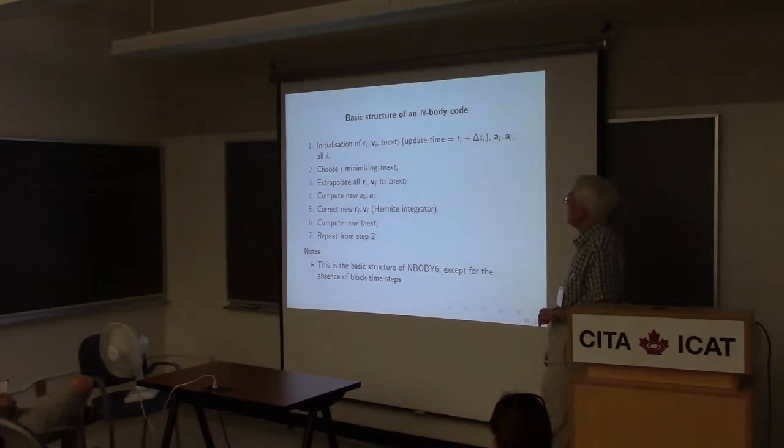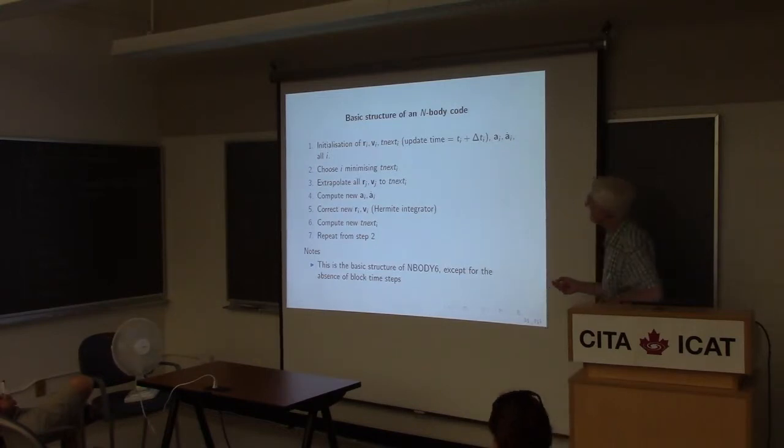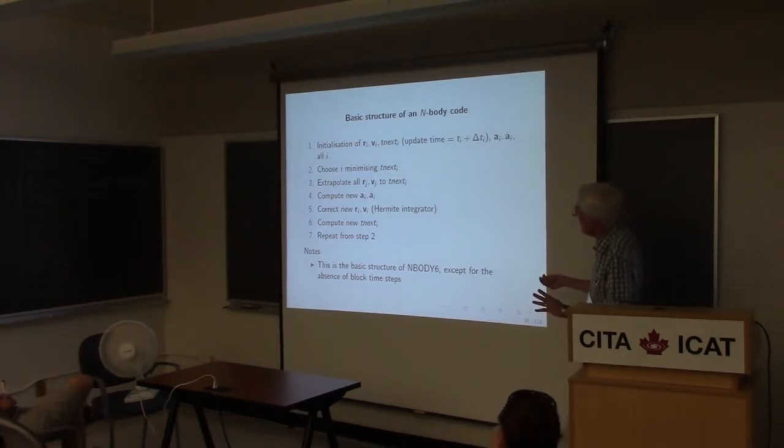So, armed with the idea of the Hermite integrator, and individual time steps, one feature of which I haven't really talked about, I'll mention now, you've basically got all of the ingredients for the dynamics part of an n-body code, except for the handling of the close encounters and stuff like this. So here's the basic structure of an n-body code, including n-body 6.